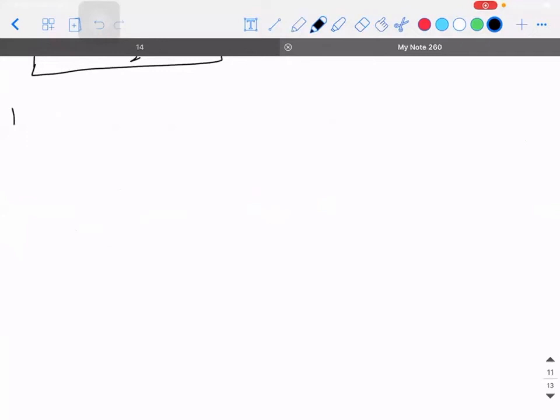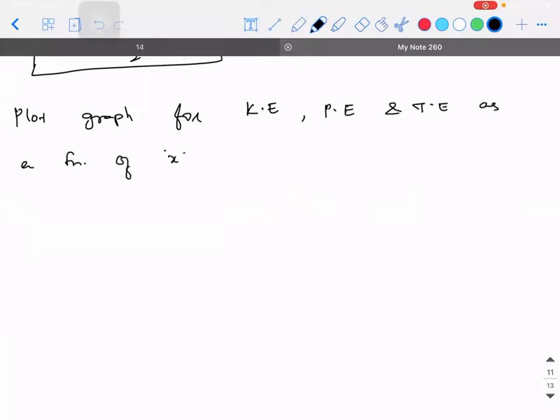The next question they will ask us from the same concept: plot a graph between kinetic energy, potential energy, and total energy as a function of x. They will not mention x, it can be displacement, it can be y also. Okay, but the logic is the same.